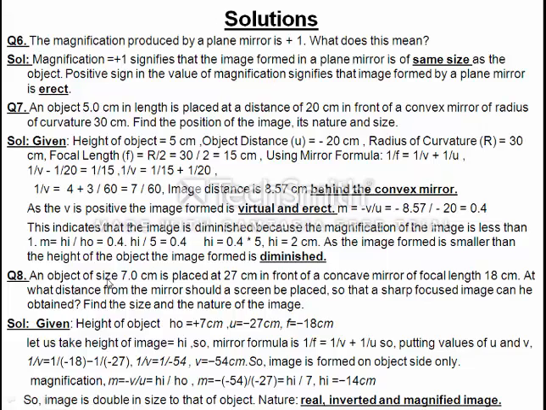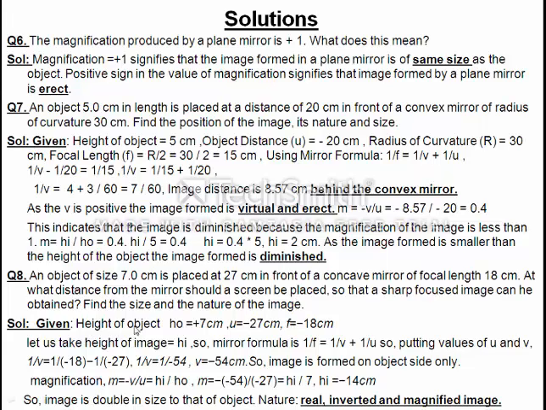An object of size 7 centimeter. Again, size means height. Ho is given to you, and it is always positive. It is placed at 27 centimeter, means U is given minus 27 centimeter. Here it is given a concave mirror. Before it was a convex mirror, where F was positive. Here concave mirror means F is negative, so F will be minus 18 centimeter. Now it is asked, at what distance from the mirror should the screen be placed so that a sharp focused image can be obtained? It is asked about V. It has also asked about the size of the image, means Hi, and the nature of the image.